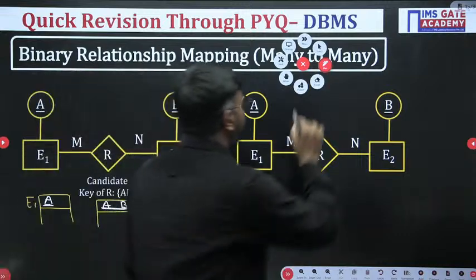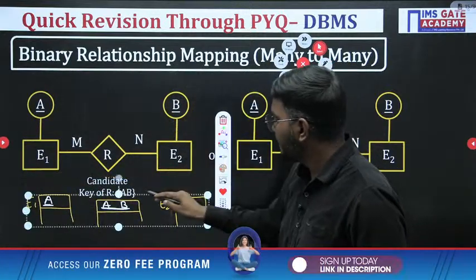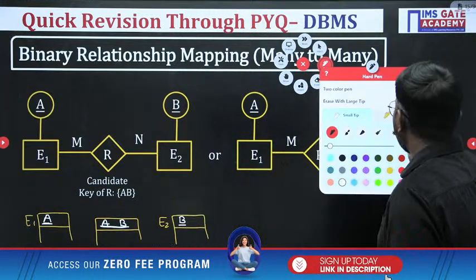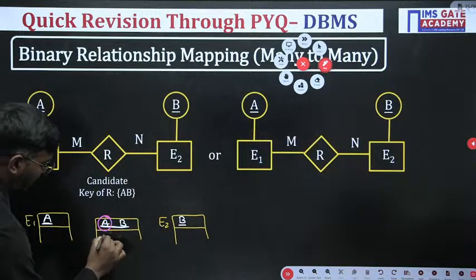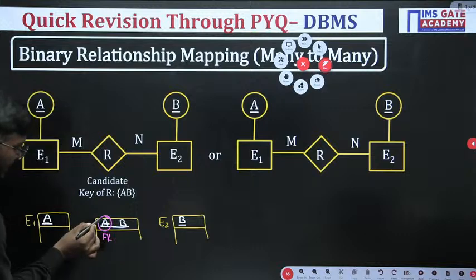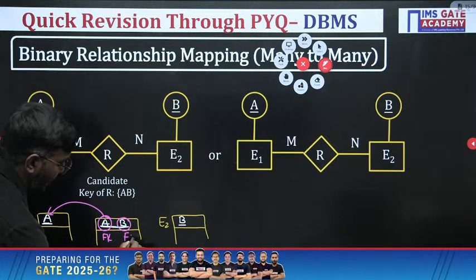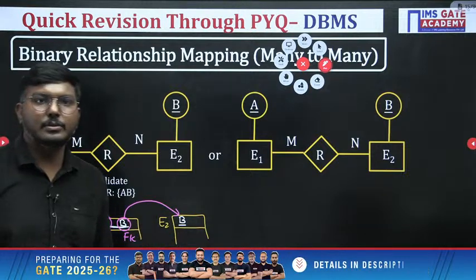Understood? Now see, if we are having the many to many participation, then how many tables? 3 tables and 2 foreign keys. Understood? So here this A will be the foreign key. It is referring to this A towards the E1 side, and this B is also a foreign key. It will refer to this B towards the E2 side. Understood? Getting my point now?